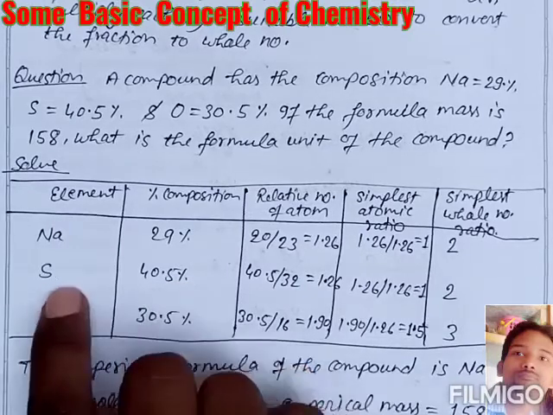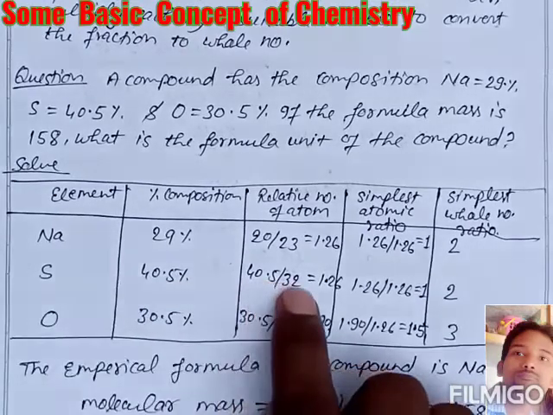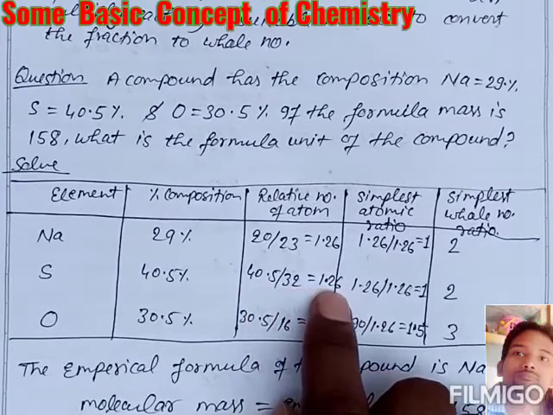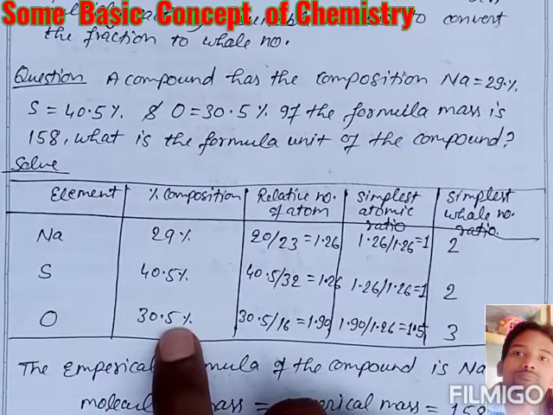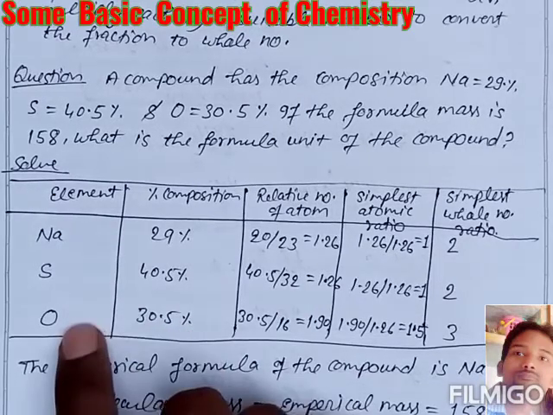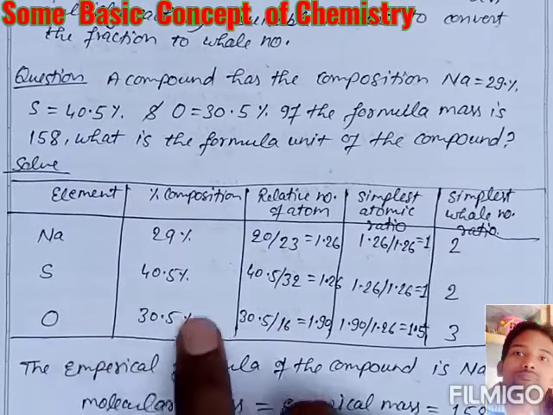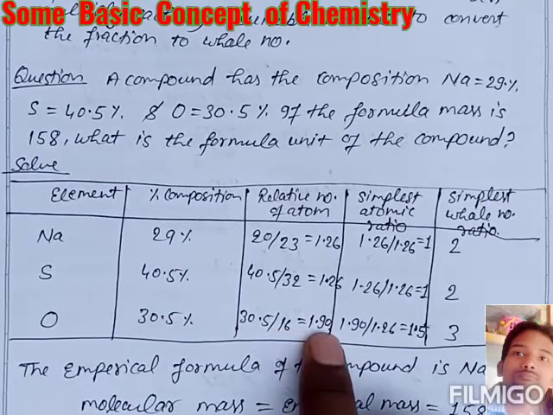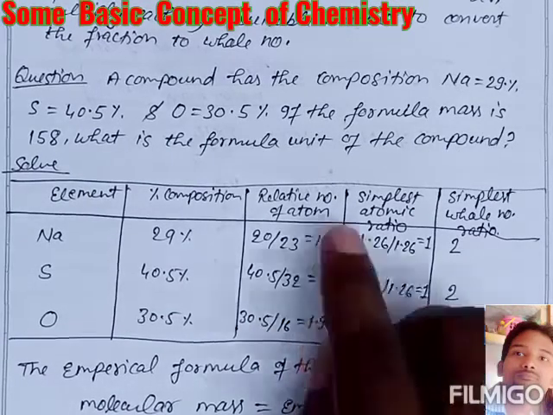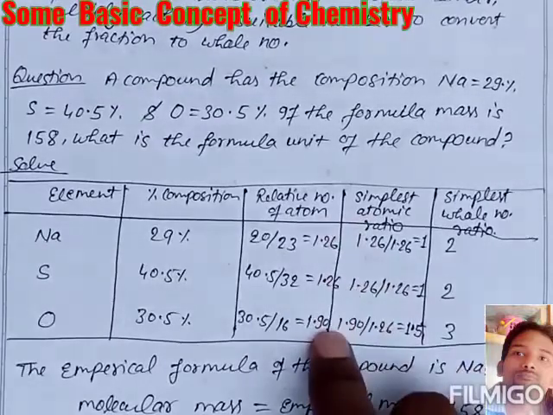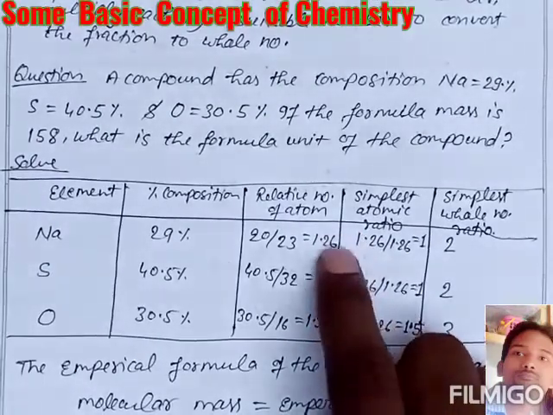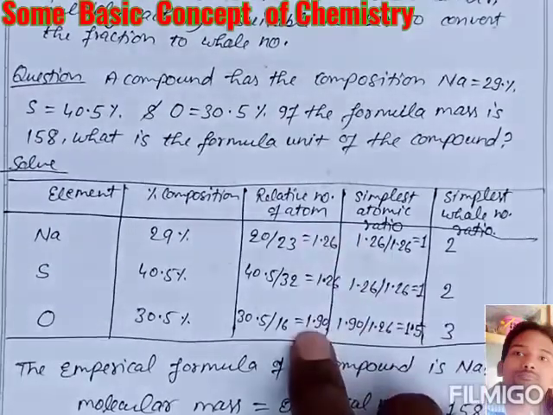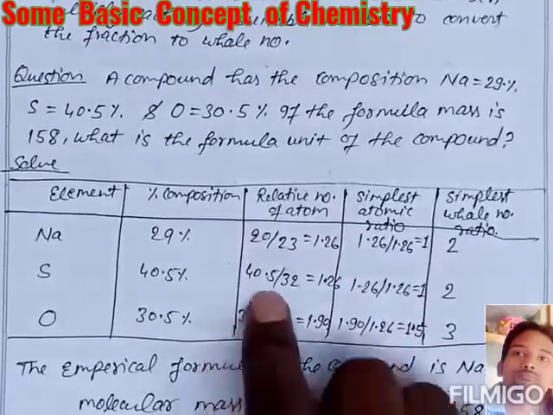Now sulfur has 40.5% and its atomic mass is 32, so 40.5 divided by 32 is equal to 1.26. The third one is oxygen, having 30.5% composition, divided by oxygen's atomic mass 16, so 30.5 by 16 is equal to 1.90. Now among these three results you choose the smallest number, which is 1.26.